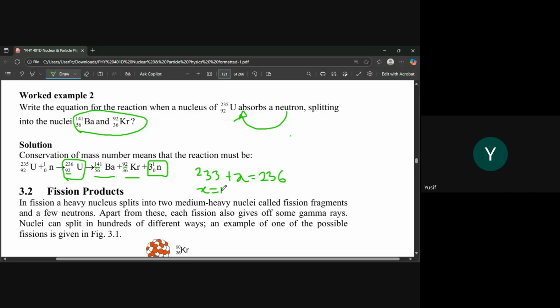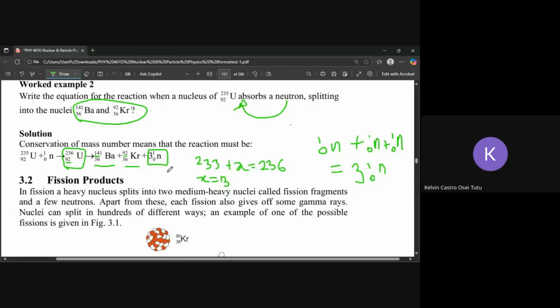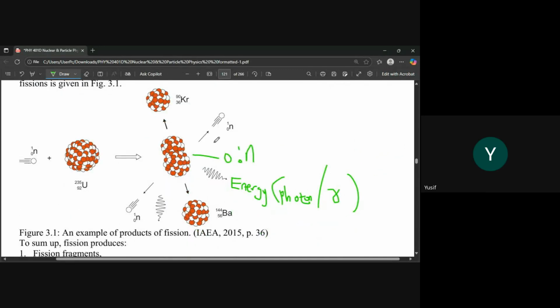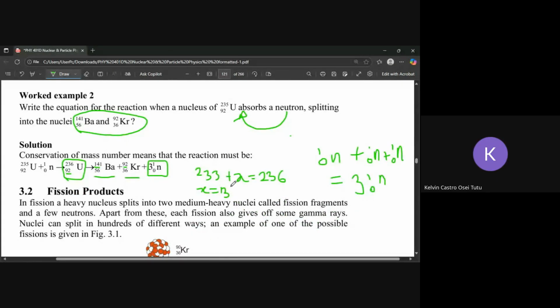And we know a neutron is 1, 0. So if you have this plus this plus this, it is the same as this, right? And when we have this balanced, okay, because this one, they emitted 1 neutron, so I wanted to confirm. That's why I wanted us to solve it and balance it. Okay.